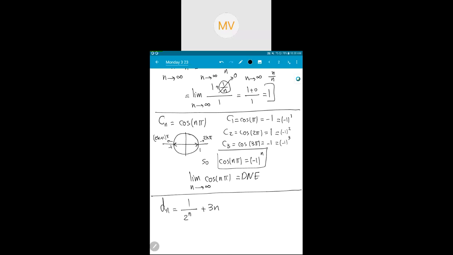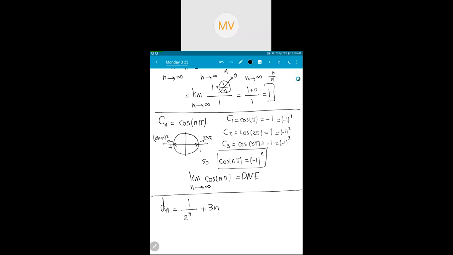2. One is 1 over 2 raised to the n, right? And 3n is the other term. Not both of them diverge. If you look at them individually, separately, one of them converges, right? Which one converges? 1 over 2 to the n. But the one that causes this whole sequence to diverge is 3 times n.